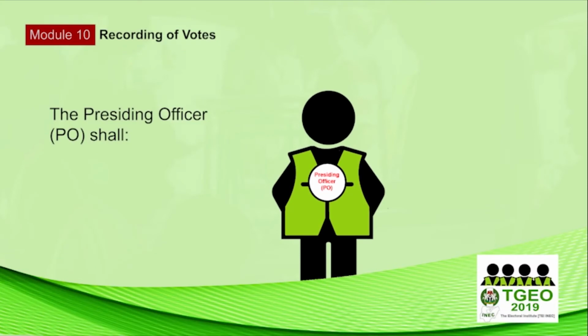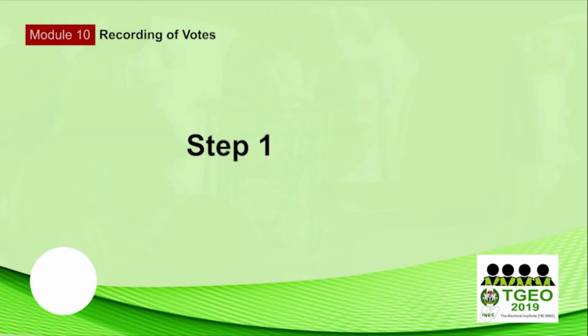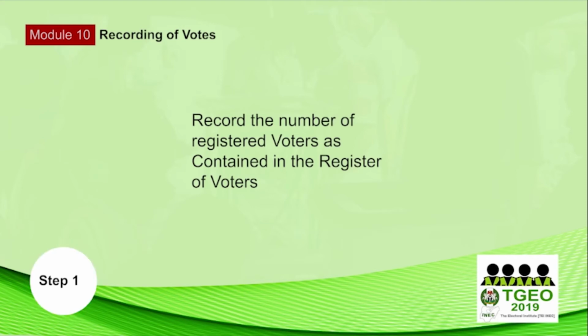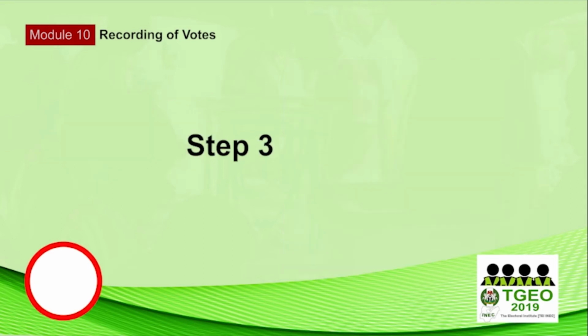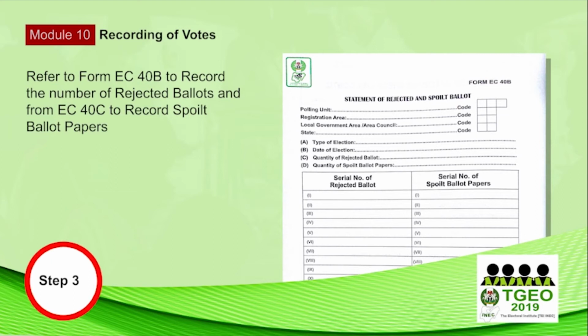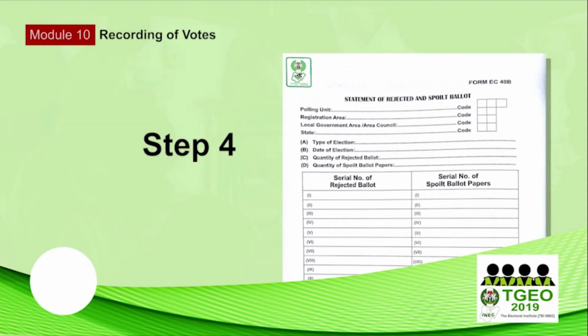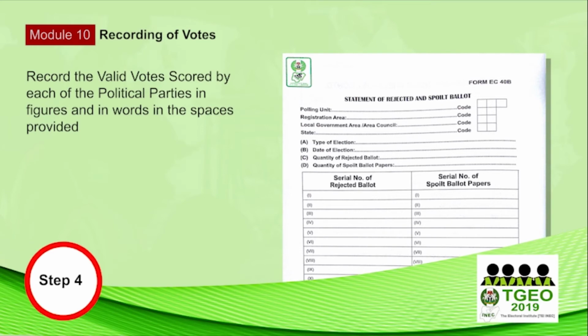Module 10. Recording of votes on Form EC8A series. The presiding officer (PO) shall: Step 1. Record the number of registered voters as contained in the register of voters. Step 2. Refer to Form EC40A to record the total number of ballot papers issued to the polling unit and the number of unused ballot papers. Step 3. Refer to Form EC40B to record the number of rejected ballots and Form EC40C to record spoilt ballot papers.